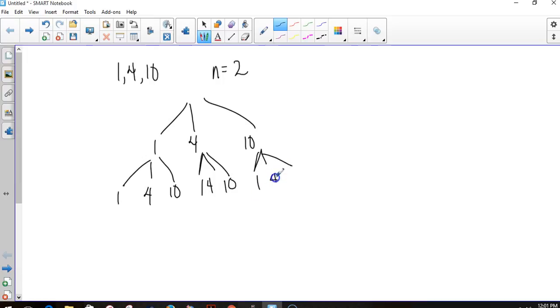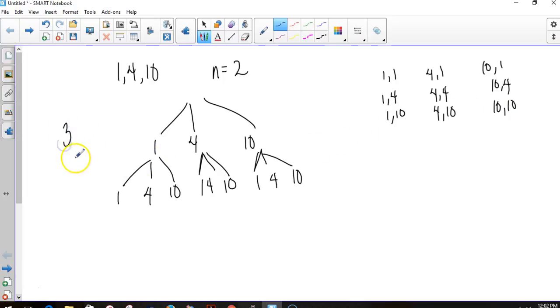And so my sampling space looks something like this. I could have 1,1; 1,4; 1,10. I can have 4,1; 4,4; 4,10. 10,1; 10,4; 10,10. And I can confirm that I have all the different permutations because I got 3 things that happened the first time, 3 things that could happen the second time. If you multiply those together, you get 9. And I got 9 little samples.